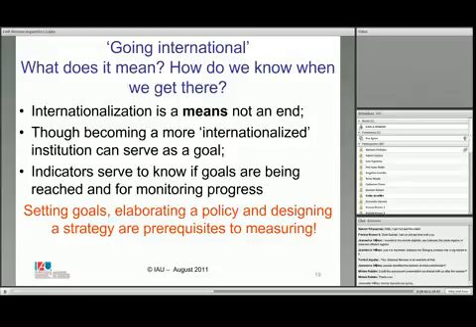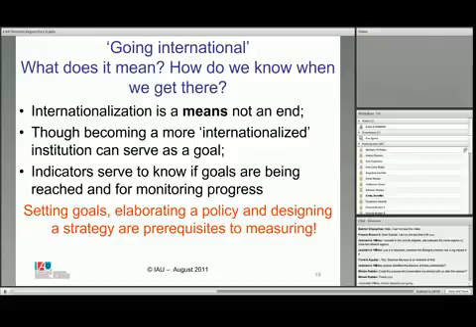We use indicators to basically find out whether we reach our goals. They are very useful to monitor, once we have set those goals, whether we're making progress or not towards them. But the starting point, before starting to measure, before starting to monitor and looking at indicators, the first aspect is to set goals and to set policy and design strategy and actions before you begin to measure.